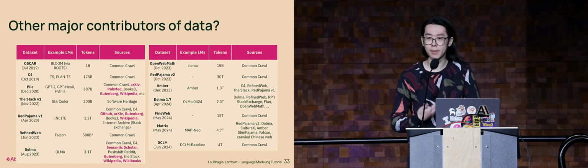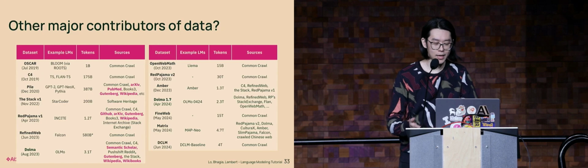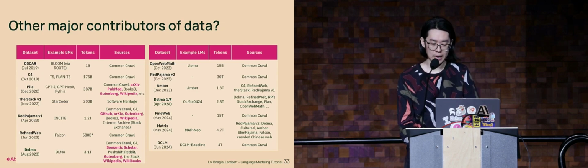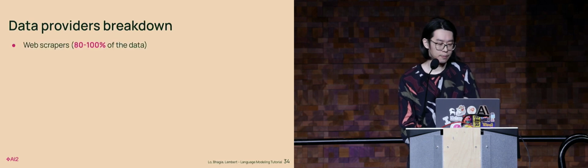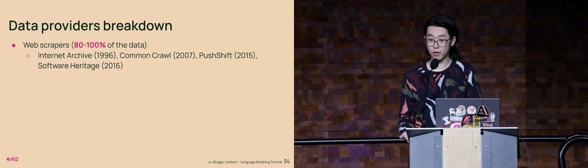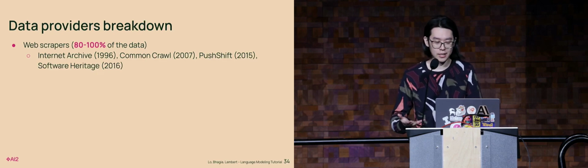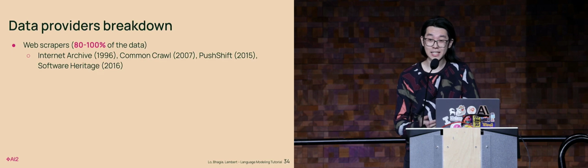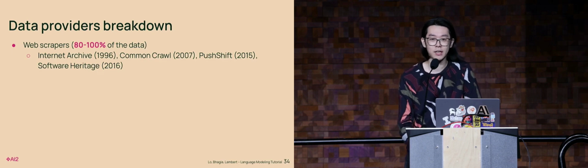We also see some other common names appear: arXiv, PubMed, Gutenberg, and Wikipedia shows up a lot. There's something common about these. So let's actually break this down. Internet Archive and Common Crawl are web scrapers. Professionally, that's what they do. They've existed for decades, Internet Archive even since 1996. They've been web scraping for a ton of time, and they basically provide 80%, or depending on your curation, ideally maybe 100%, of your data from these sources.